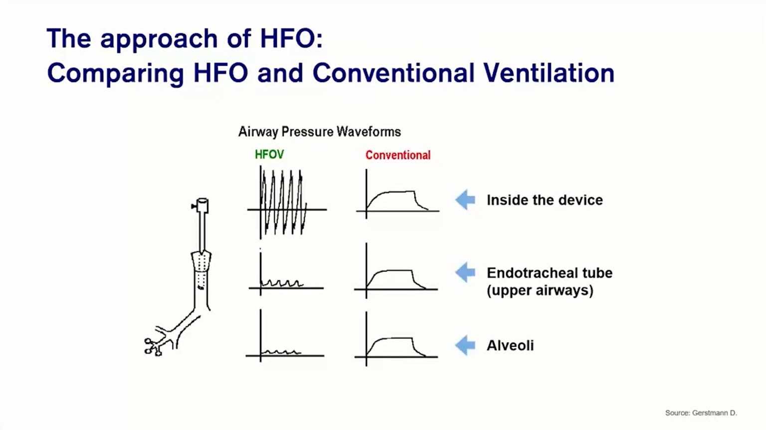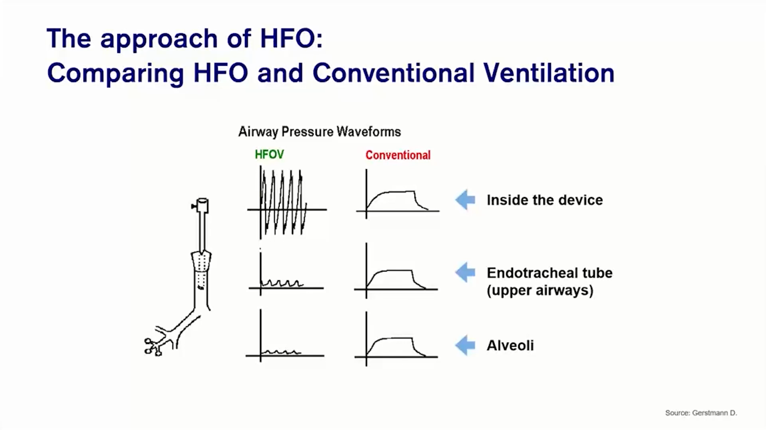So if we look now and compare conventional ventilation to high frequency oscillation, it's important to understand that the pressure transmission to the alveoli is totally different. And you can see on the right side of the slide the conventional ventilation from the airway opening, means the ET tube connector, down to the upper airways and down to the alveoli. And you see in conventional ventilation, the pressure we see in the patient circuit and airway opening is really applied and is given to the alveoli.